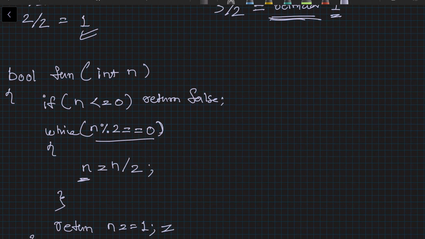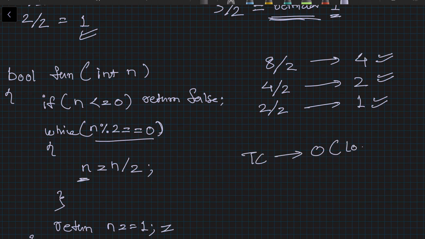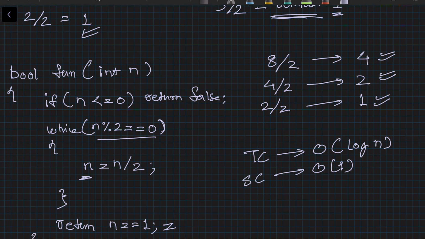What will be the time and space complexity of this problem? If we have the number 8, in the first step we are dividing it by 2, so we get 4. In the next step, 4 is again divided by 2, we get 2. The 2 is again divided by 2, we get 1. It means in each step we are reducing the problem by half. So the time complexity is O(log n), and the space complexity is constant because we are not using any extra space. So this is the brute force approach.